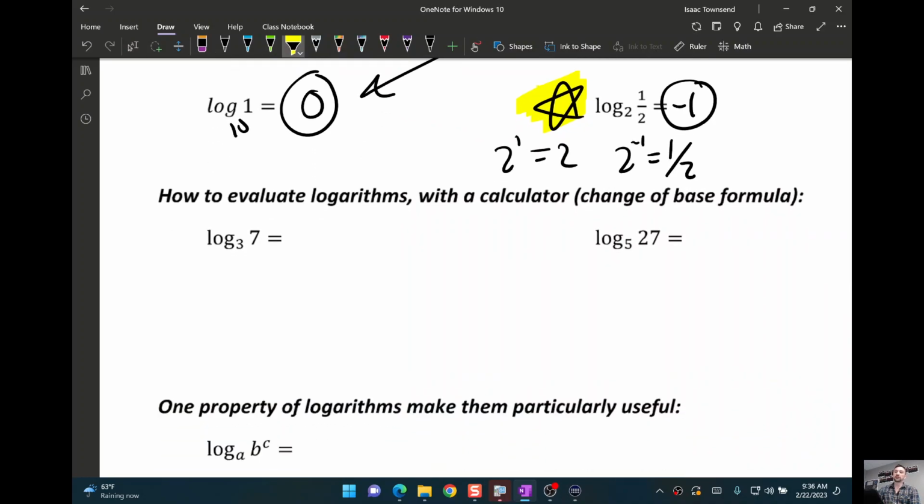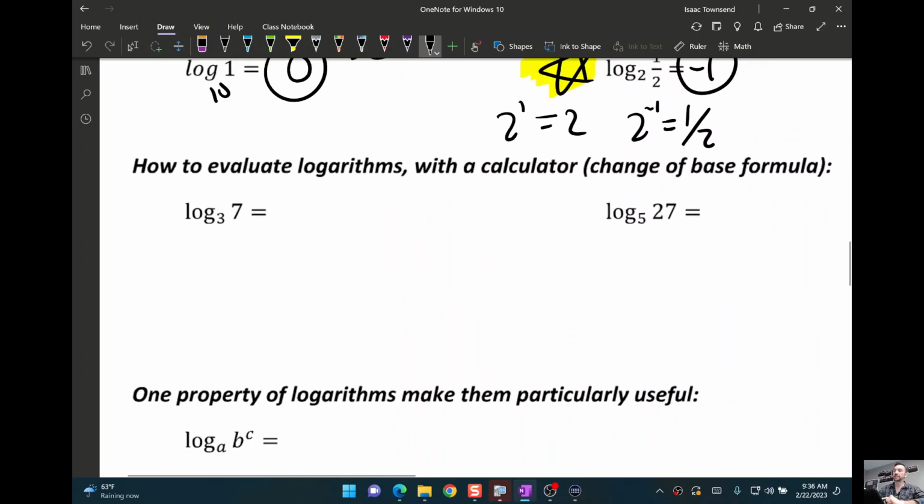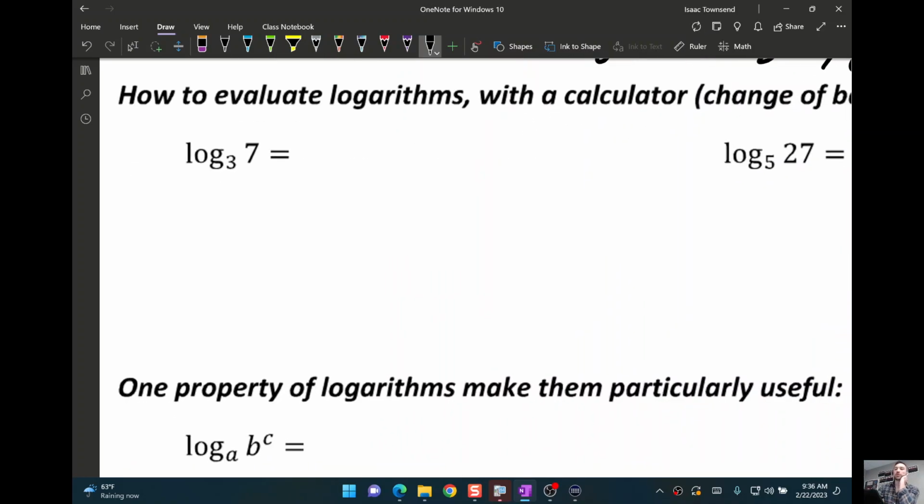Okay, so when things don't come out to a nice whole number, like we saw on question 1, sometimes we want to be able to round it and see what the decimal is. Well, first off, before I tell you what the change of base formula is, what kind of answer do you expect this to be? This is not a nice whole number, but you should still be able to estimate. What answer would be too small? 1, because 3 to the first is only 3, and I need it to be 7. What number would be too big?